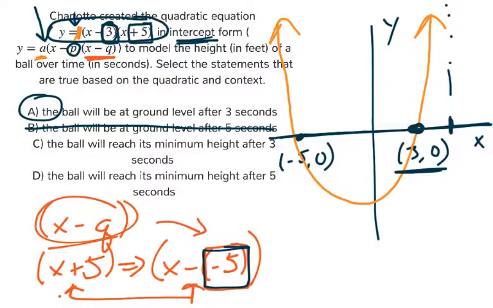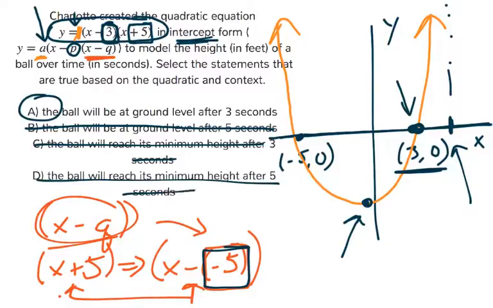C, the ball will reach its minimum height after 3 seconds. So it's going to reach its lowest point on the graph after 3 seconds. That's not true, right? It's just kind of at the middle here. It actually goes lower down to this vertex. That's not true. And then D, the ball will reach its minimum height after 5 seconds. Same thing. After 5 seconds, it's way up high in the air. So that's not true as well. The only answer here is A.